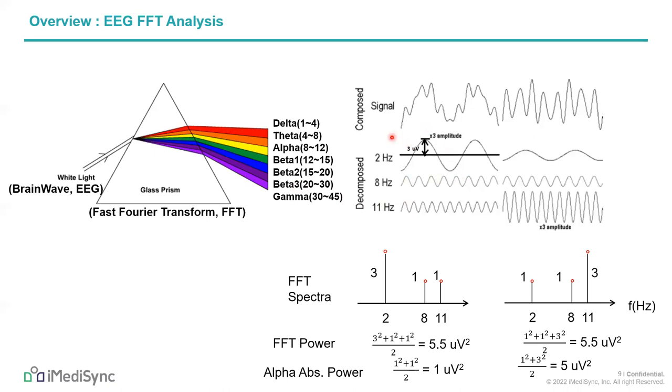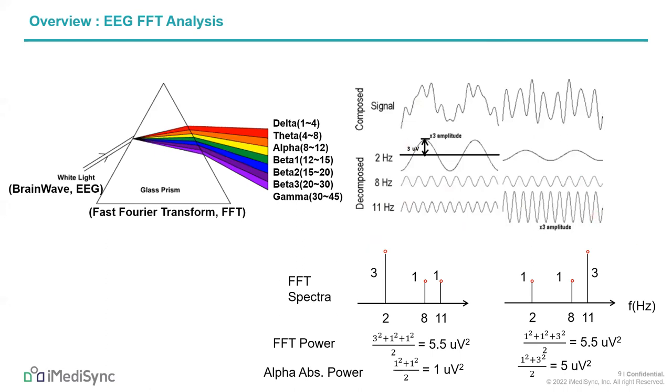This is a simple example case. Before the decomposition, the EEG brainwave is a kind of irregular oscillation like this, but it can be decomposed into three different frequency components by the FFT algorithm.